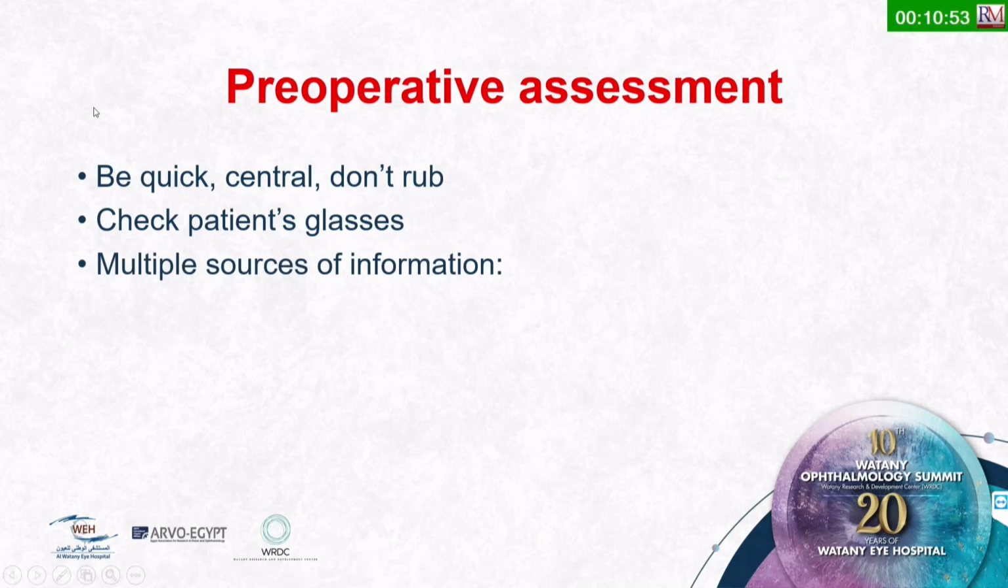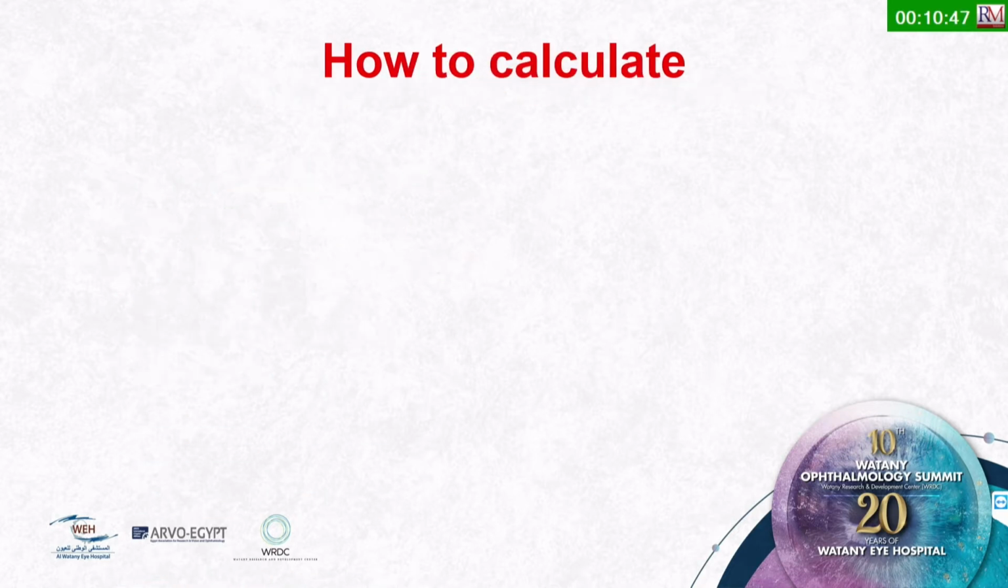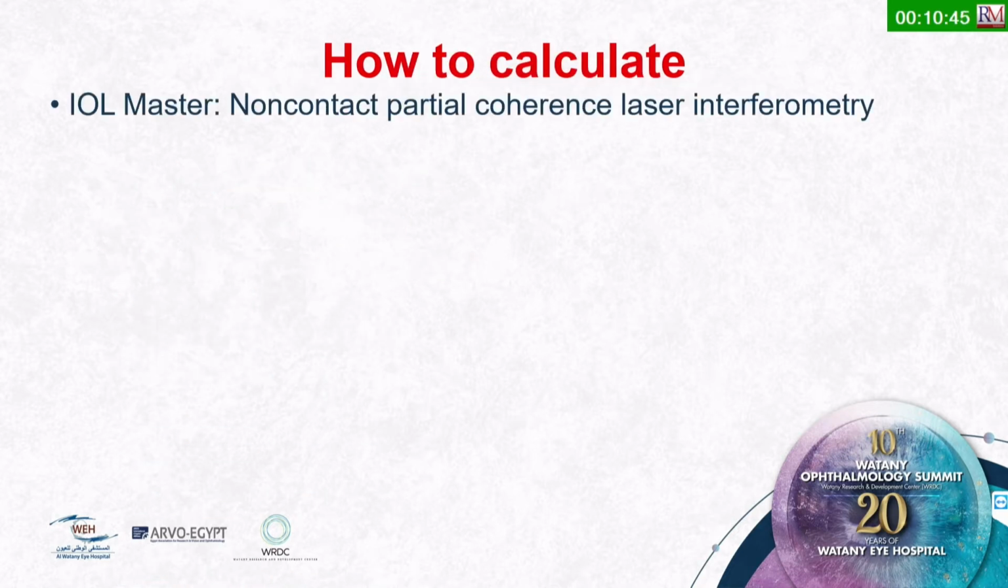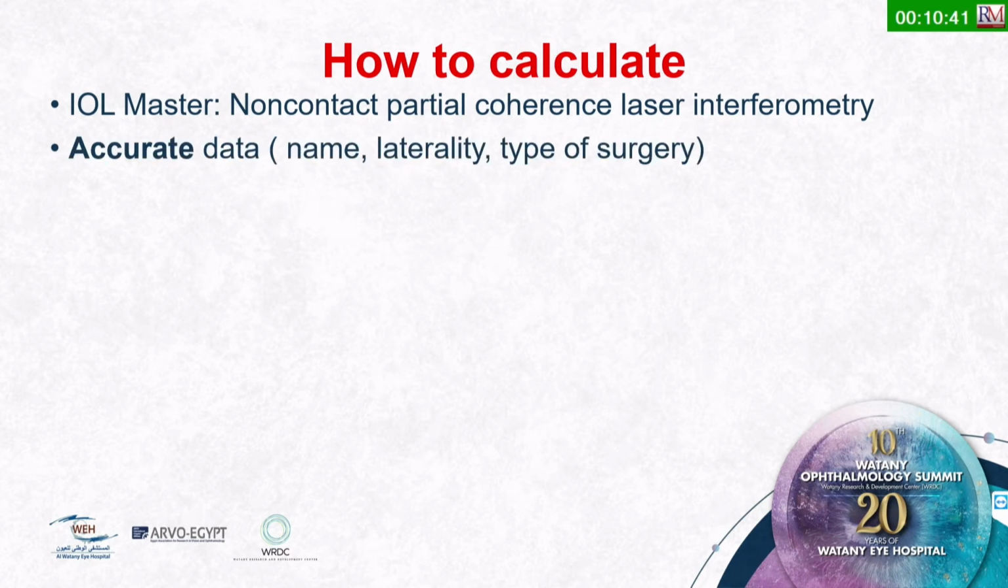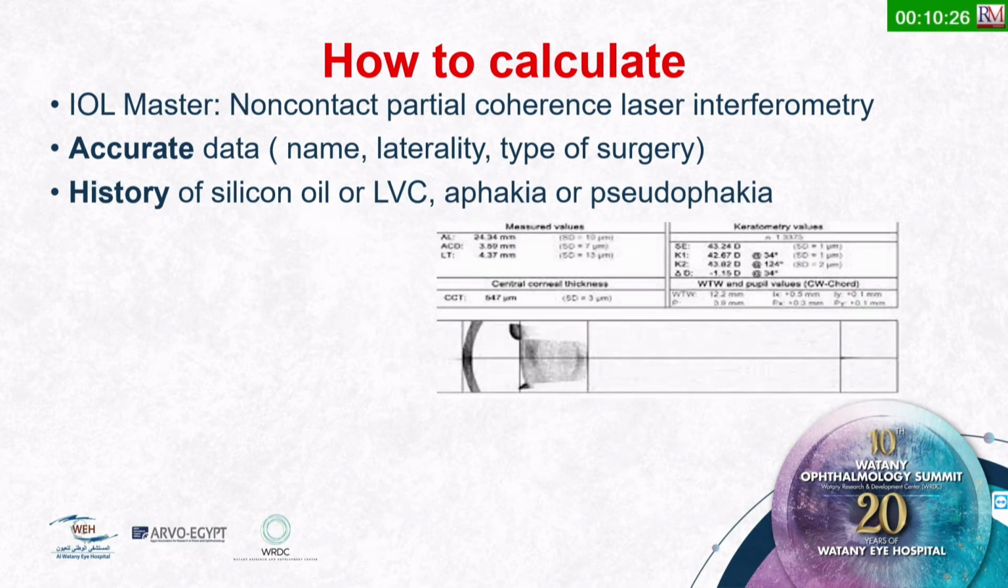Okay. I have to use multiple sources of information like the autorefractor, the topography, and the IOL Master. I use the IOL Master 500, which is a non-contact partial coherence laser interferometry, and I have to make sure that I collect detailed data: right name, laterality, and type of surgery that the patient is going to be subjected to. I have to take a detailed history of silicone oil, laser vision correction, aphakia or pseudophakia, and all of these things can be inputted into the IOL Master.